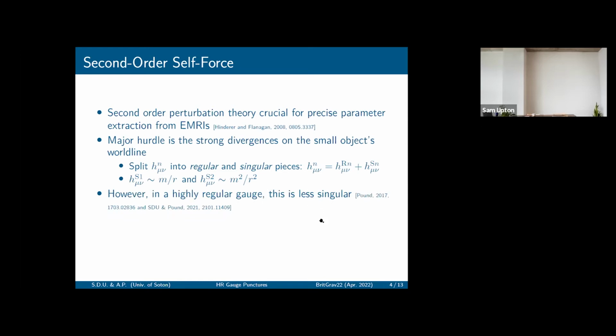However, in the regular gauge, this is less singular. In fact, if you split up the second order singular piece again, you can find that you eliminate that most singular m squared over r squared piece. The most singular parts of these two objects go like m times a smooth function over r, and then you have m squared times r to the 0. So you've immediately got rid of this 1 over r squared piece.